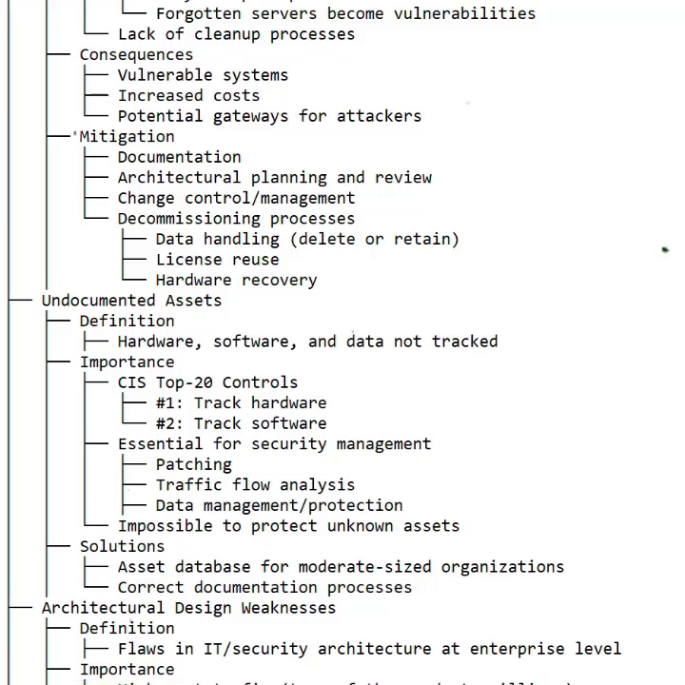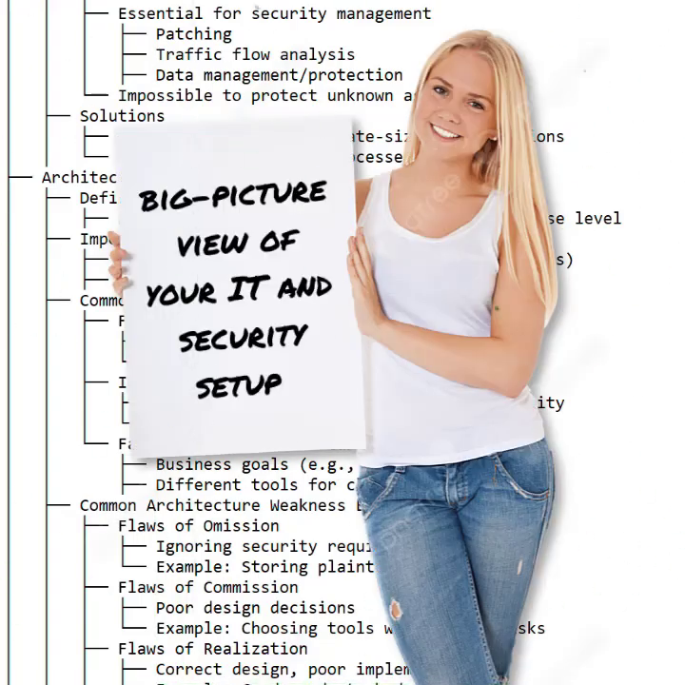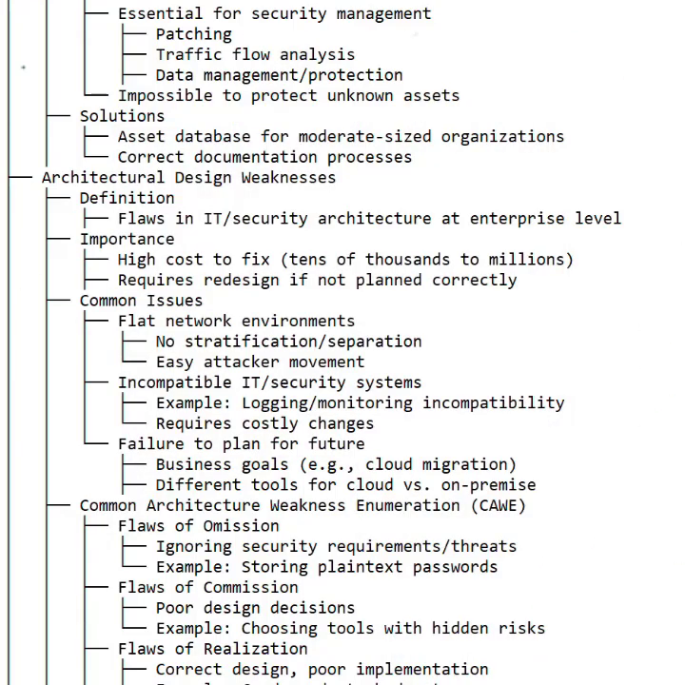If you don't know where a server is, how it's configured, or how it's connected, you're flying blind. And when an attack hits, you don't even know what's being compromised. Then there's architectural design weaknesses, which is like building a house with a shaky foundation. This is the big picture view of your IT and security setup. You need an IT architect designing the environment and a security architect making sure it's locked down across the board. Mess this up and you're looking at flaws that could cost tens of thousands or even millions to fix. Once it's built, changing it might mean tearing everything down and starting over.